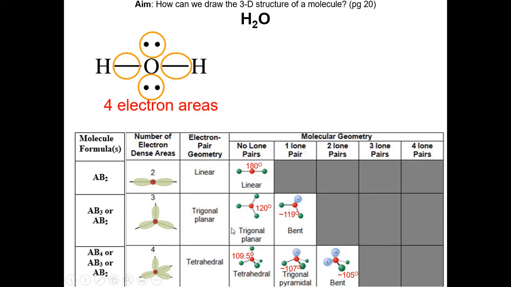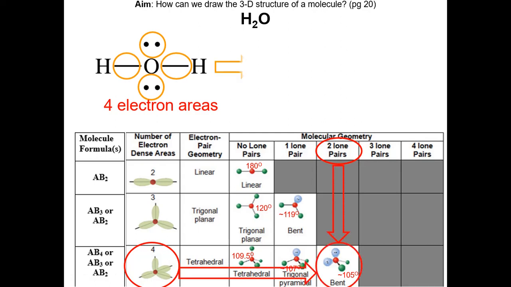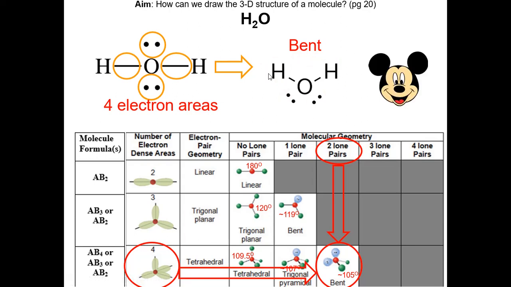If we look at the table, we have 4 electron dense areas. How many lone pairs are present in water? There are 2 lone pairs. If you match the horizontal and the vertical columns on the table, you can see that the shape of water is bent. So this is the 3D shape of water in reality. This is the only shape you need to know for the Regents. So on the Regents, just remember water has a shape of a Mickey Mouse head.